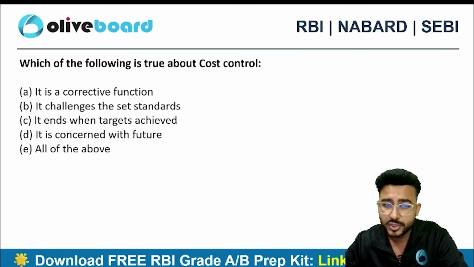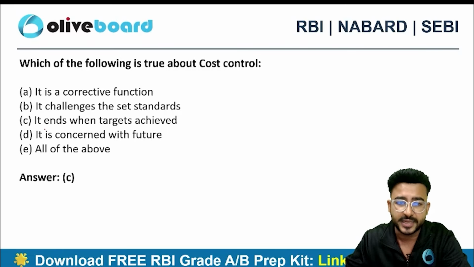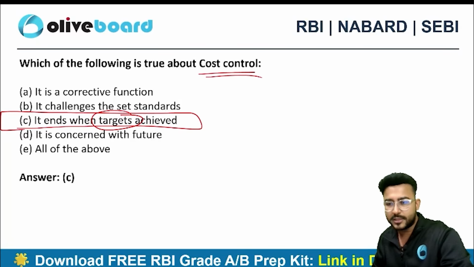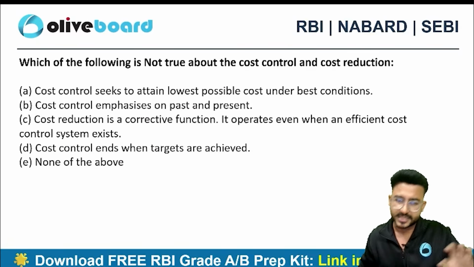The correct choice here is option C, it ends when the target is achieved. The moment I have achieved my target, the cost control exercise will end. Acha, tell me this one.